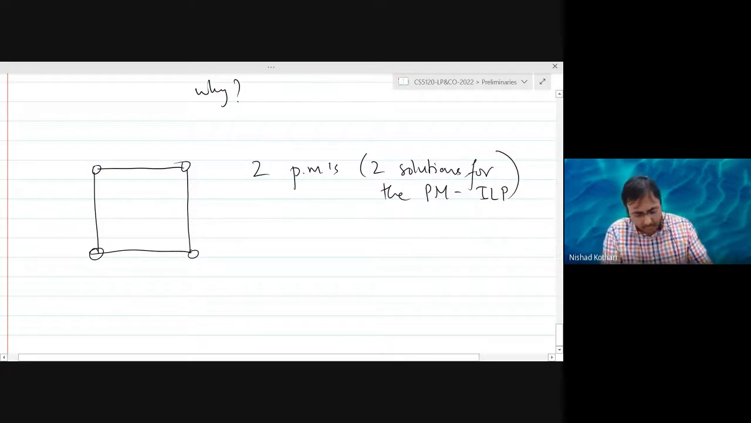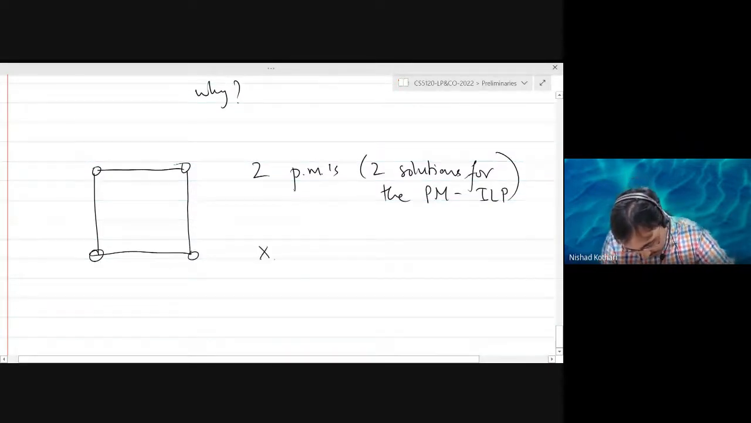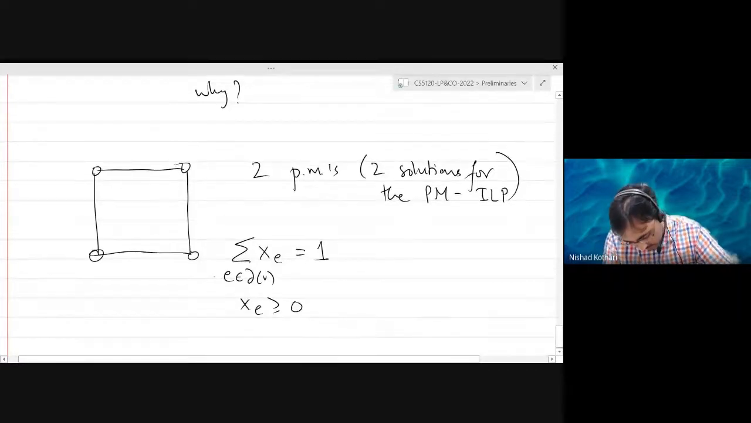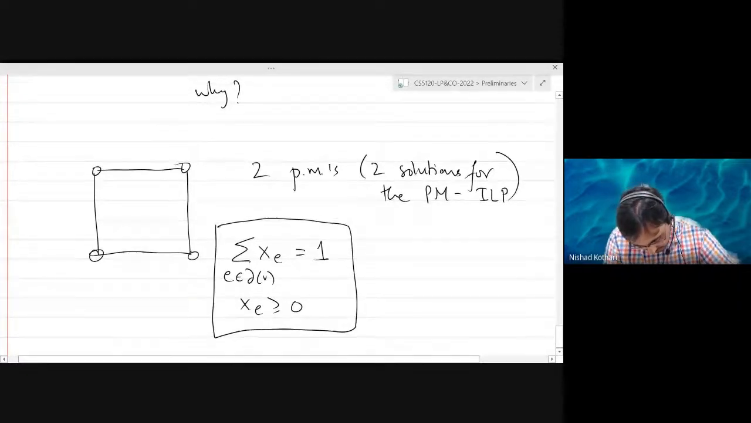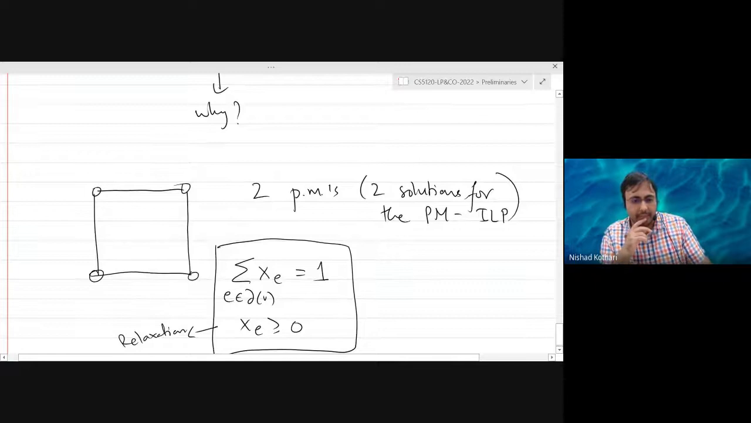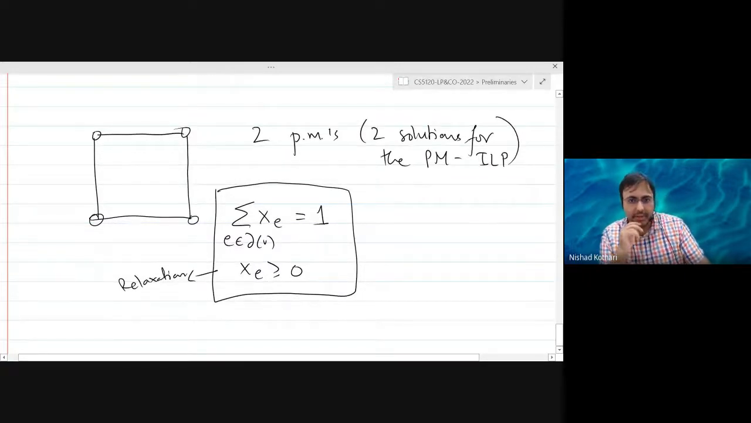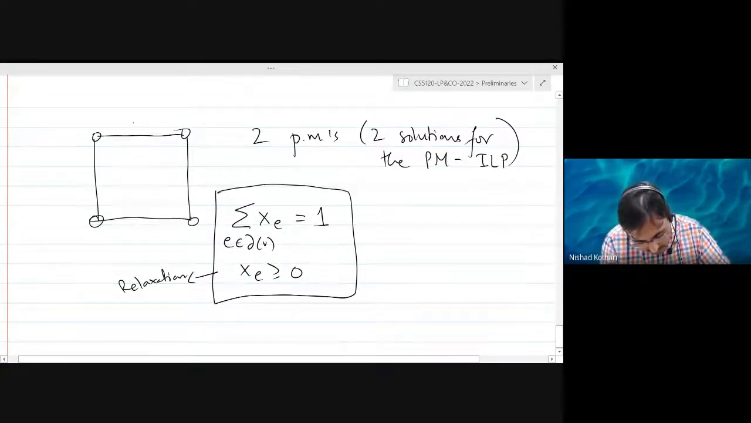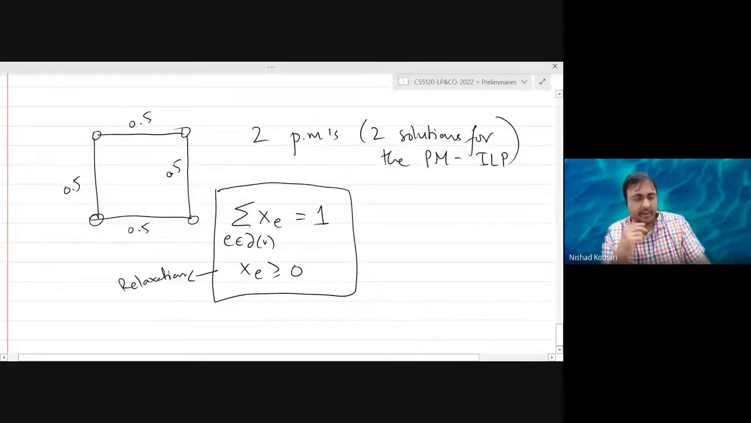But supposing I just look at the system, supposing I just consider for each vertex, I want the sum to be equal to 1, and I want all x's to be non-negative, right? This is the relaxation of the feasibility IP. So how many solutions are there to this system? Can anyone give me a solution that is not a 0-1 solution? Like 0.5 for every edge? Is that what you are suggesting? Yeah. Exactly. Can you give me another solution?